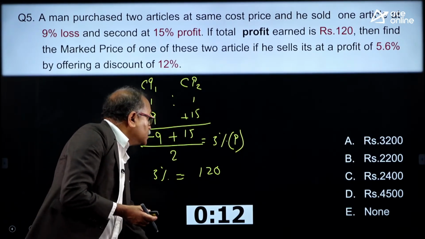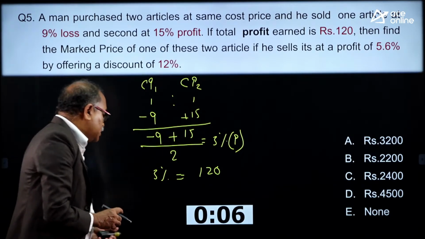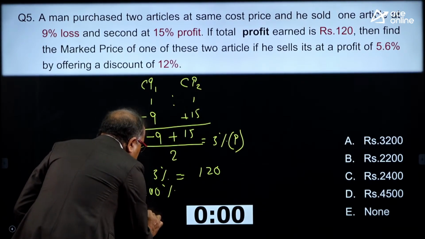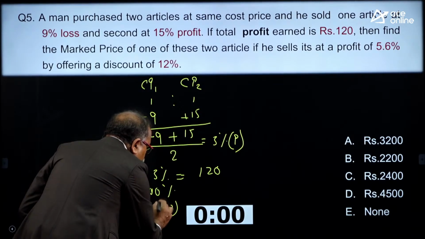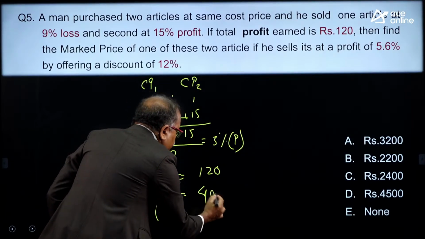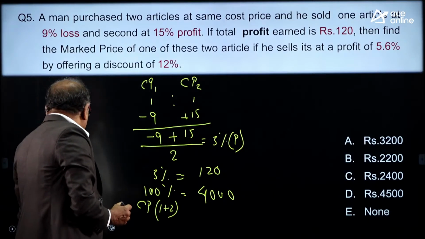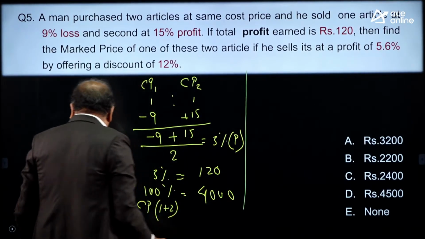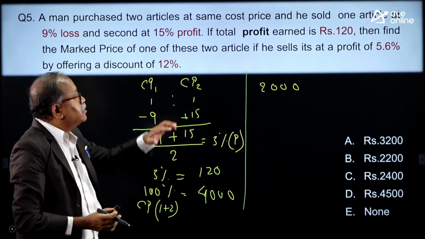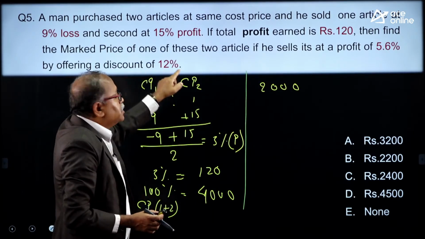So this is 3%, 120. I know what 100% is. This 100% will be CP1 plus CP2, and that comes to 4,000. So this is CP1 plus CP2, where the CP is the same. Then what is the cost price of one article? The cost price of one article will be half of this, that is 2,000 rupees. And now you have to apply what the marked price will be when there is a profit of 5.6% after offering a discount of 12%.